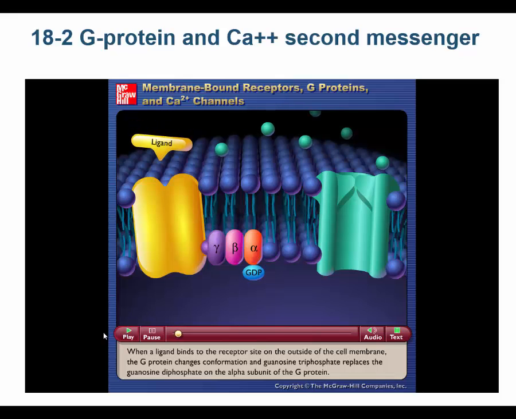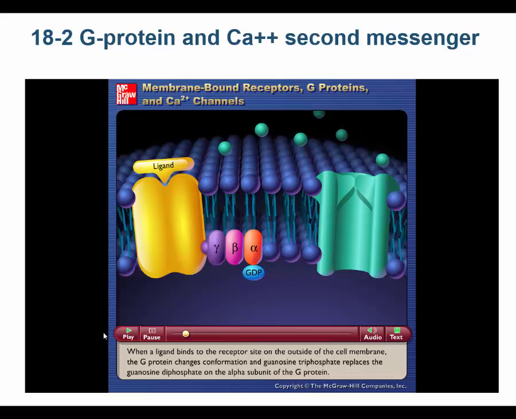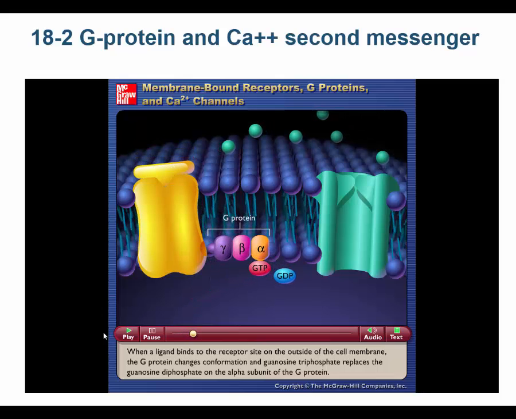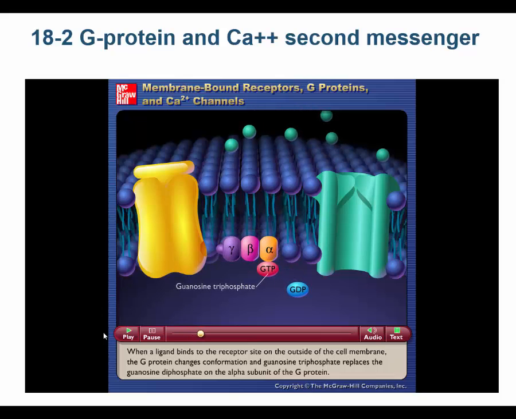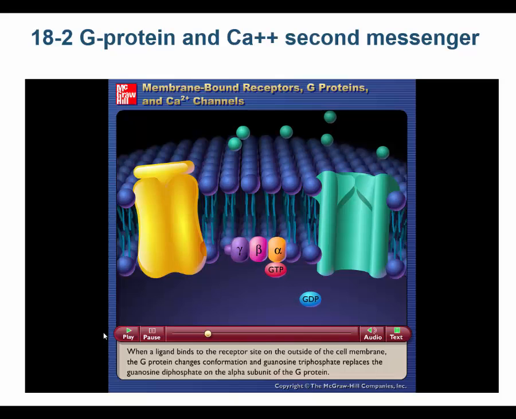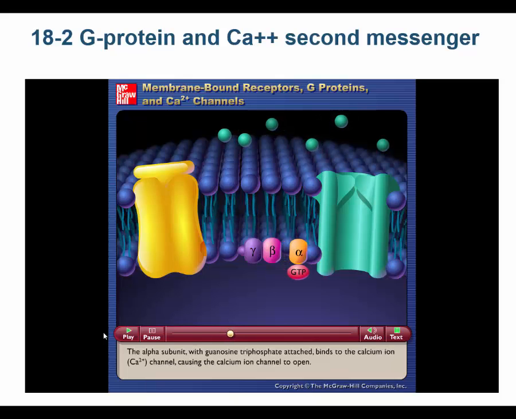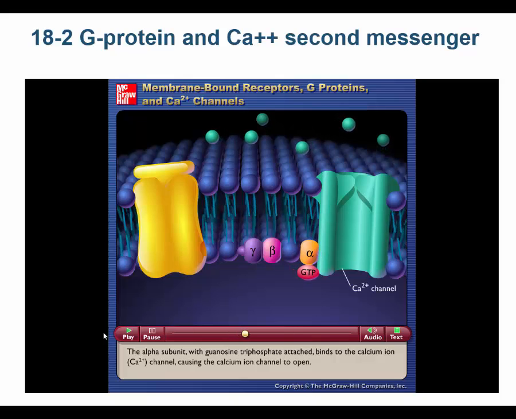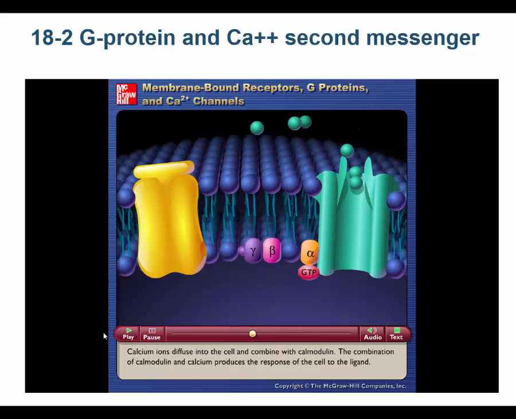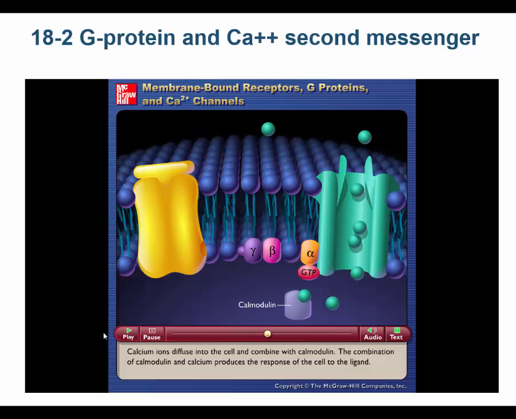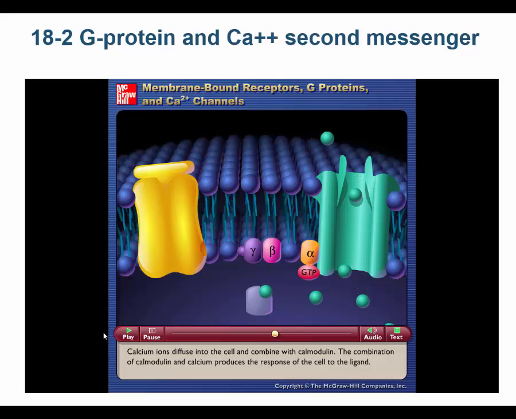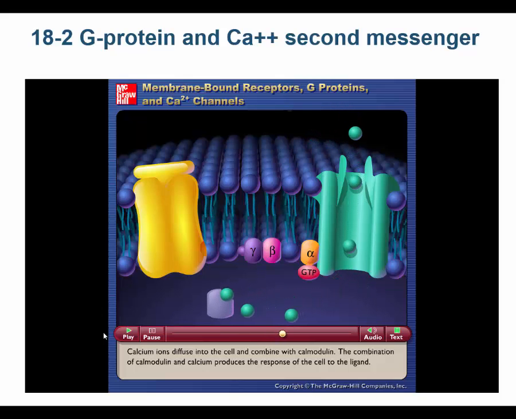When a ligand binds to the receptor site on the outside of the cell membrane, the G protein changes conformation, and guanosine triphosphate replaces the guanosine diphosphate on the alpha subunit of the G protein. The activated alpha subunit then separates from the beta and gamma subunits. The alpha subunit, with guanosine triphosphate attached, binds to the calcium ion channel, causing the calcium ion channel to open. Calcium ions diffuse into the cell and combine with calmodulin. The combination of calmodulin and calcium produces the response of the cell to the ligand.